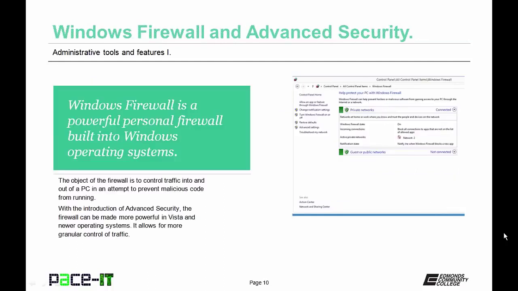Windows Firewall is a powerful personal firewall that's built into all Windows operating systems from Windows XP and newer. The object of the firewall is to control traffic into and out of a PC in an attempt to prevent malicious code from running. Now, from Windows Vista onward, there was Windows Firewall with Advanced Security. The firewall is made more powerful and allows for more granular control of the firewall.